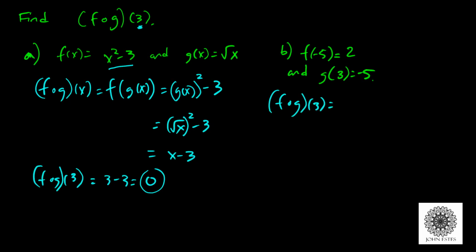Well, remember that that means I take the f function and plug in as an input g of 3, whatever g of 3 is. And actually, I do know what g of 3 is. We set it up here. g of 3 is negative 5, so that means I need to find f of negative 5. And actually, I know what f of negative 5 is as well. So f composed of g at 3 gives you the output of 2.